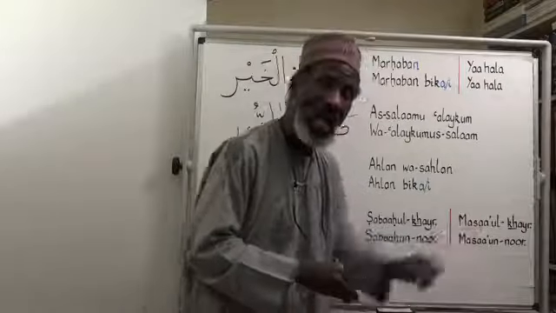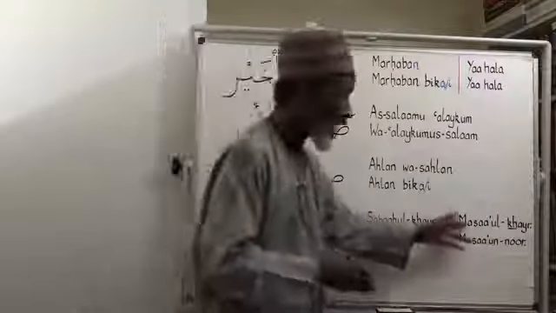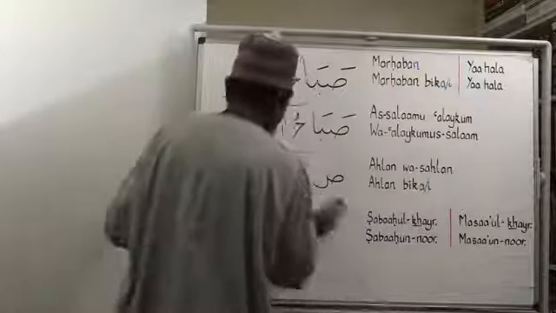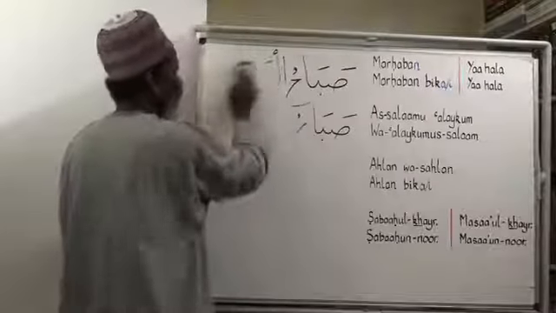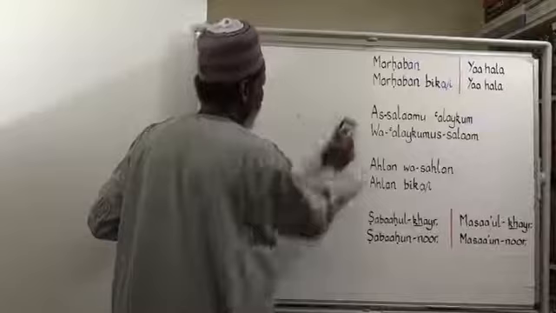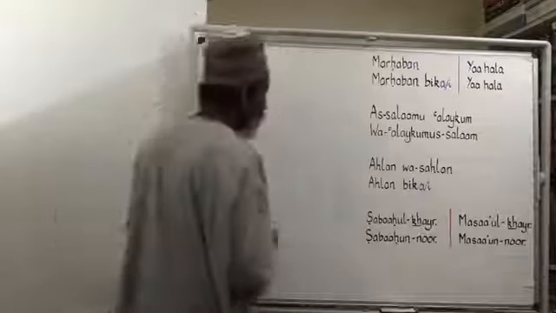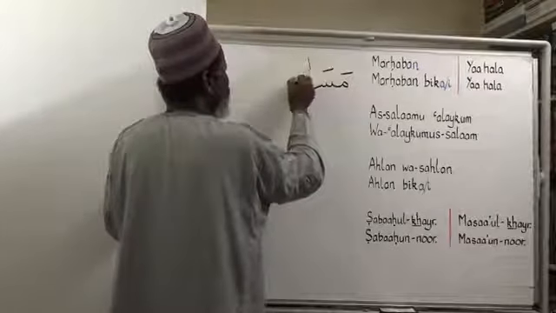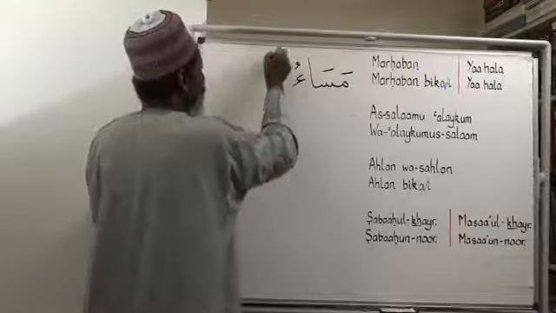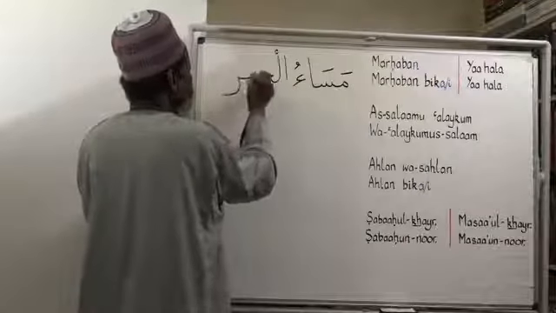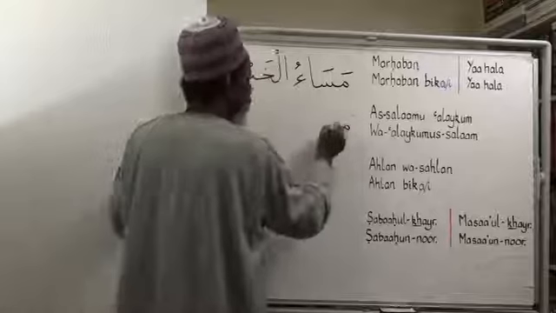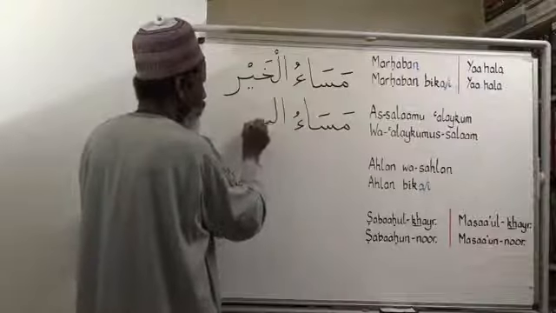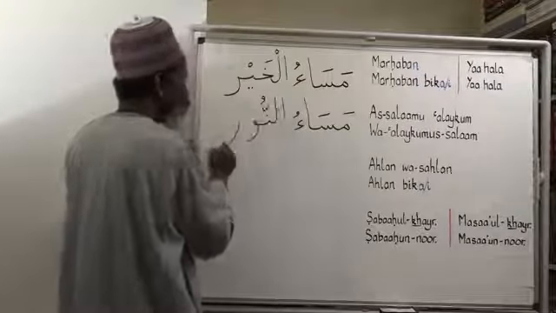Masa'ul khair. Masa means evening. So masa'ul khair. Let's write that for you. You can pay attention to the individual letters as well in masa'ul khair. So let's write masa'ul khair, mim, that's sin. Masa'ul khair and masa'un nur. Again, shadda, masa'un nur.